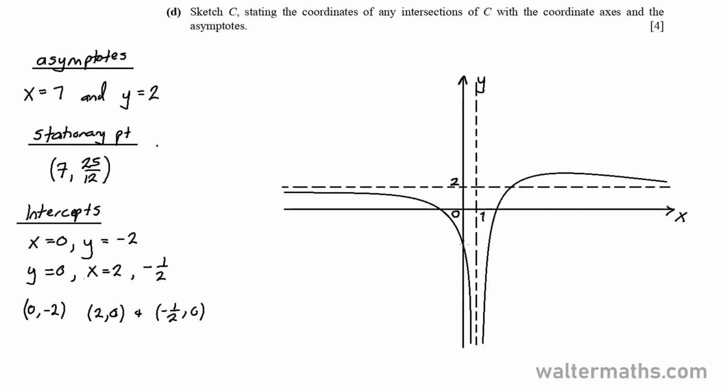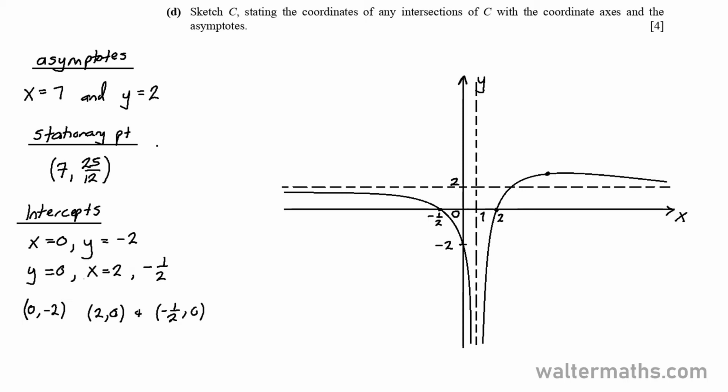So we have intercepts. With the y-axis, it intercepts at minus 2. With the x-axis, it intercepts here at minus a half, and also at 2. So the point 2 will be right here. And also it has a turning point round about here. So our graph is reflecting that as well. So this is how I would sketch the graph.